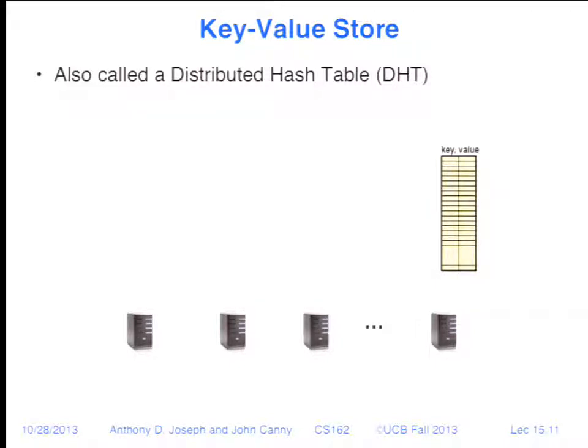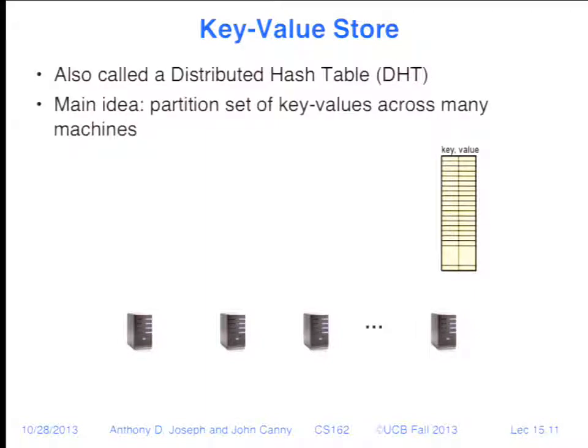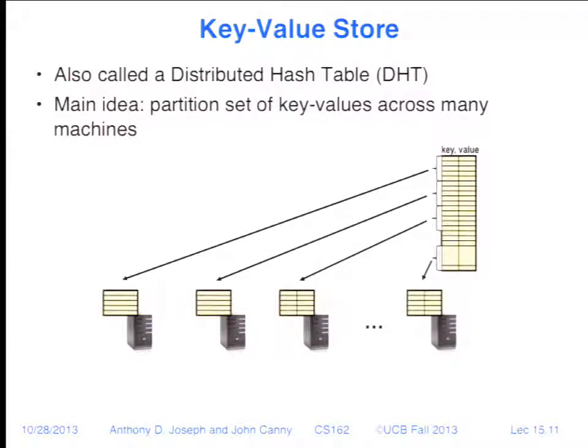All right, so a key value store is also called a distributed hash table. The idea is to store a set of key value pairs and keep the storage across many machines. Right now, the directory will be on one machine. Later on, we'll figure out how to distribute the directory as well. So conceptually, we have a single key value table, and the actual pieces of it are going to be distributed across machines like this.